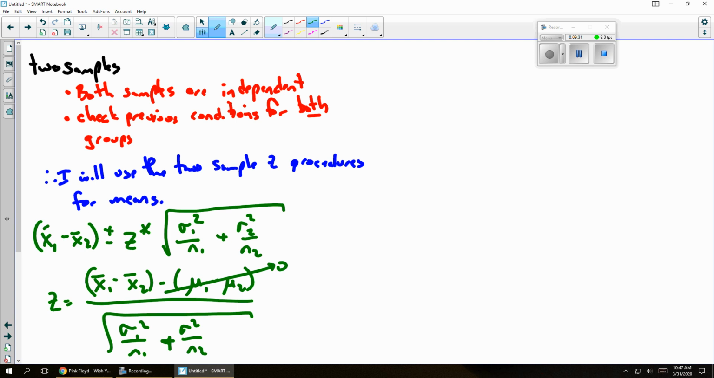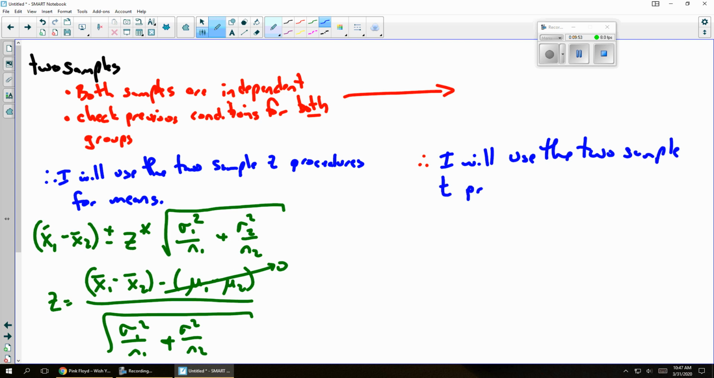Now, with the T procedures, this is going to look very, very comparable. This stuff here is going to just slide right on over. This sentence is going to say, therefore, I will use the two sample T procedures for means. And then we got to talk about degrees of freedom again.